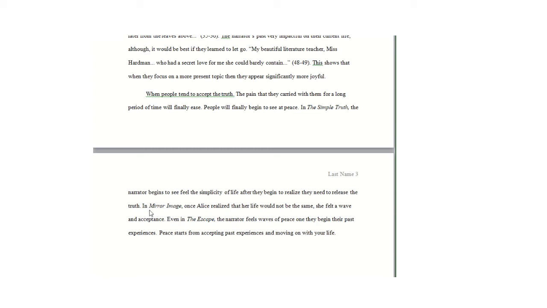Because invariably in our brains, and inevitably even, we skip over our own writing mistakes because we're so used to them. We know what it means in our own brain, so we skip over them, right? That's why you will have to walk away and come back. "In Mirror Image, once Alice realized that her life would not be the same, she felt a wave and acceptance." A wave of acceptance, maybe? "A wave and acceptance. Even in the escape, the narrator feels waves of peace."